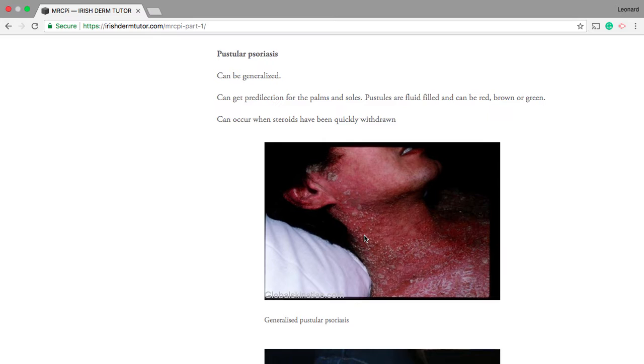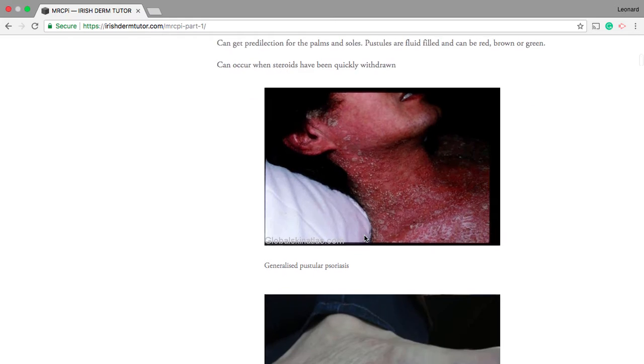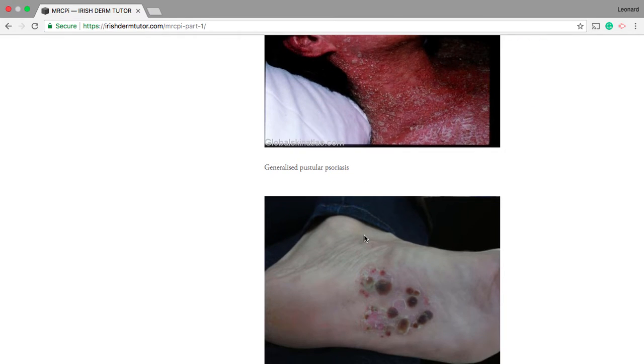The localized variant of pustular psoriasis often affects the palms and soles of the feet, and the pustules can be varied in appearance due to the thickness of skin in these areas. The pustules can appear brown, they can appear red, or they can appear yellow-green.